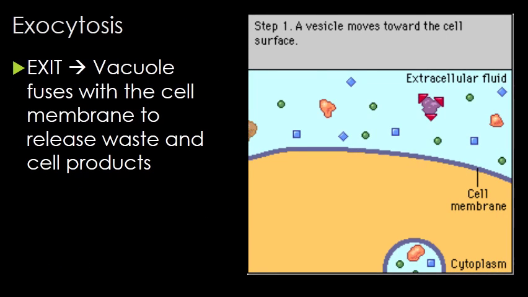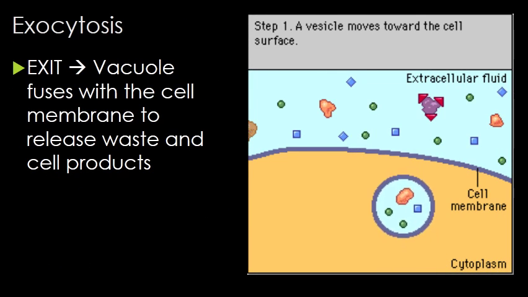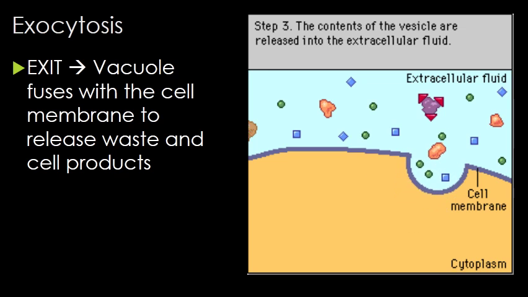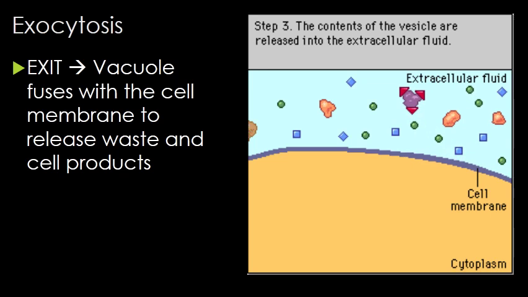Now there's actually only one type of exocytosis, and this is just when the vesicle binds with the cell membrane, fuses and releases the material into the outside. That vesicle becomes part of the cell membrane and the material exits. So it's fairly straightforward.